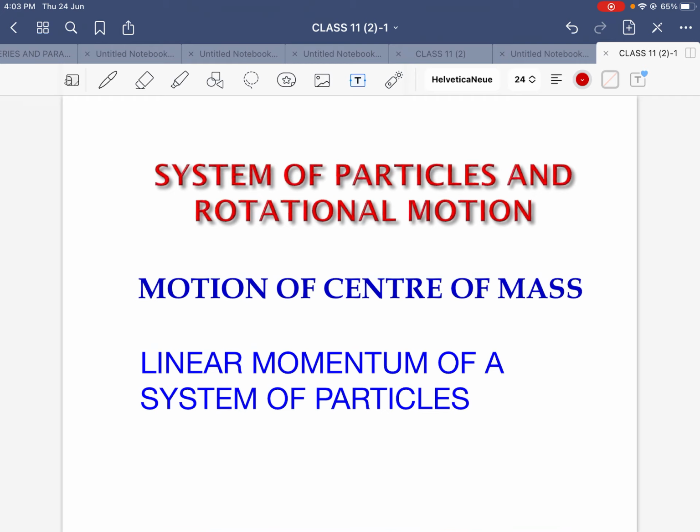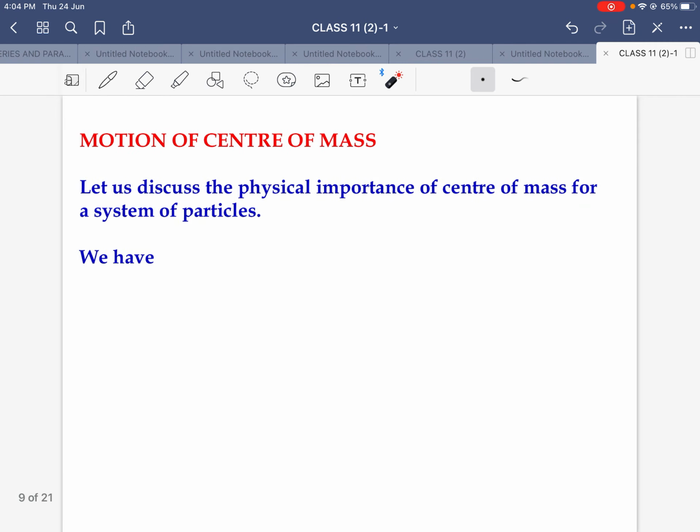Hello students, after watching today's video, you will be able to understand the concept of motion of center of mass and linear momentum of system of particles. But before studying, in order to understand this video, you should have the previous knowledge of center of mass, linear momentum, and position vector of center of mass for n particles. So let's start today's video.